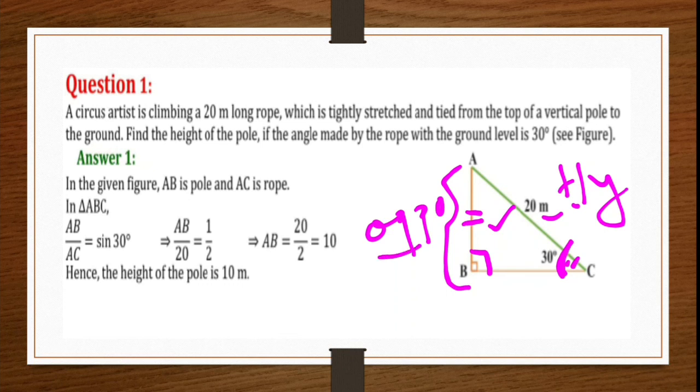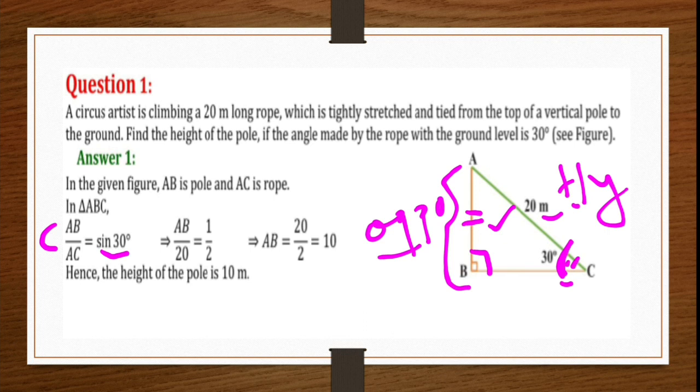So you have to think in which trigonometric ratio you can use opposite side and hypotenuse. Sine, because sine theta is equal to opposite by hypotenuse. So that's why I am writing AB by AC, that is opposite by hypotenuse, is equal to sine 30 degree, because in place of theta now it is 30 degree.